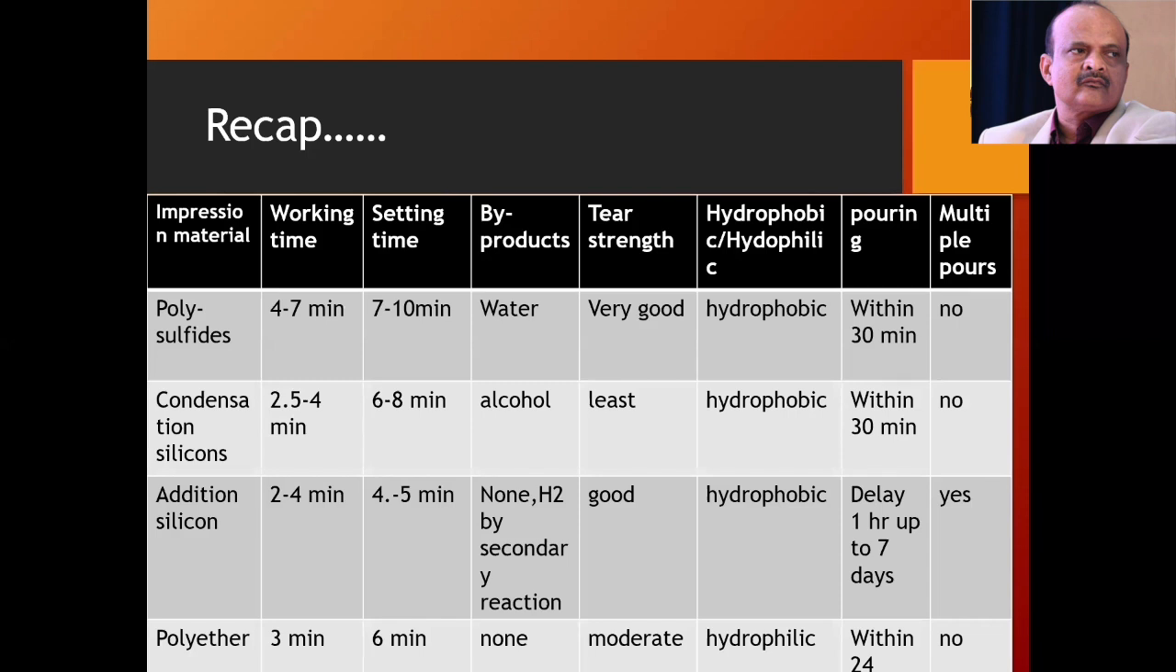Polysulfides are chemically setting with a byproduct of water, and they are hydrophobic in nature. So they should be poured within 30 minutes to avoid dimensional distortion. Condensation silicones have a chemical reaction byproduct, ethyl alcohol, and they are hydrophobic in nature. So hence the material should be poured within 30 minutes of the making of the impression.